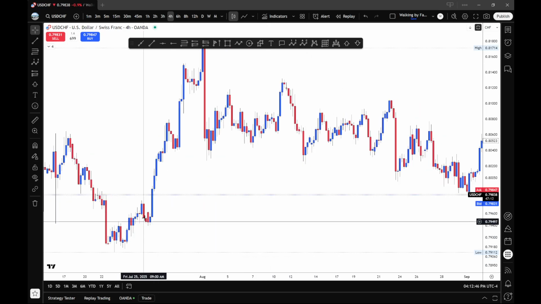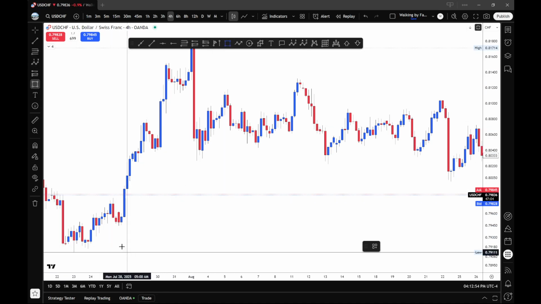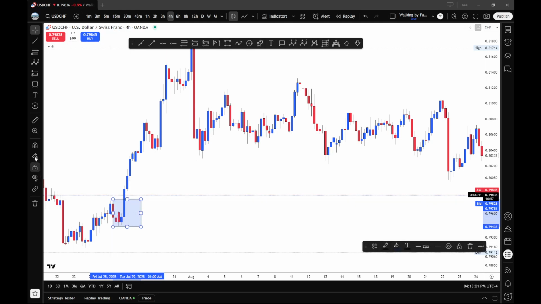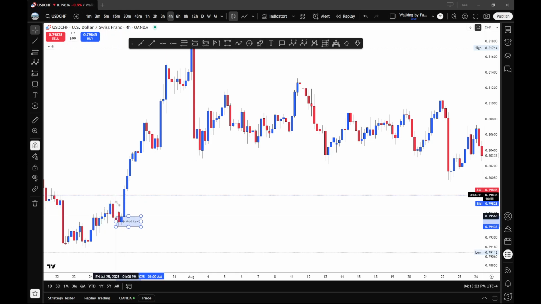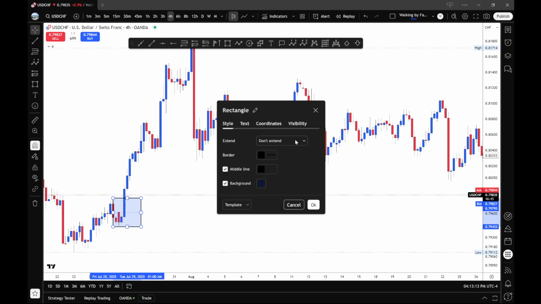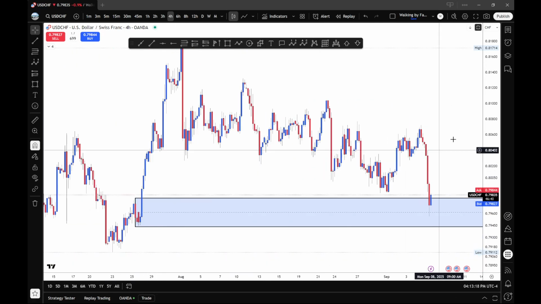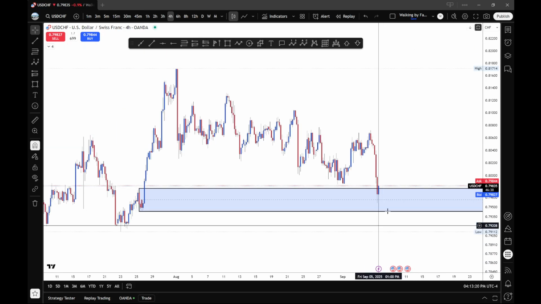Right here, we have another one. You see, we have a drop, base, rally. So again, find the lowest wick within the base. You could use this wick if you want to really get the zone, or use the wick of the base. But I'm gonna use the wick of the drop itself, and then I'm gonna extend it right and see if it played out. As you can see, current price came right into it.